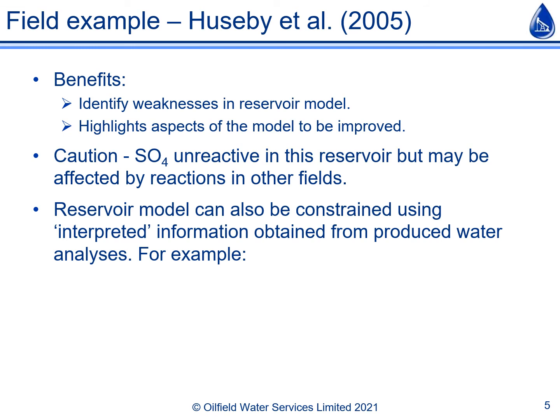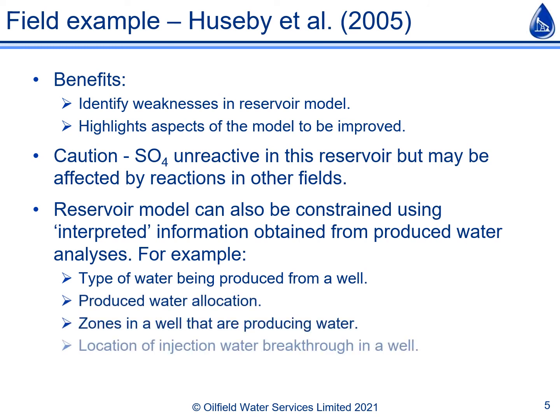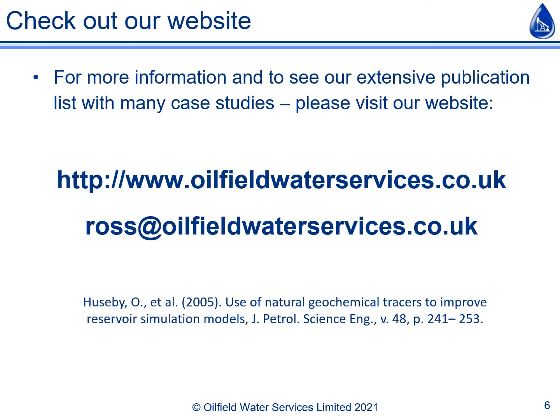For example, interpretation of produced water analyses can provide information on the type of water being produced from a well, produced water allocation, zones in a well that are producing water, and the location of injection water breakthrough in a well. All this information can be compared with predictions from the reservoir model, and where discrepancies are identified, the reservoir model can then be modified and improved to provide predictions that are more consistent with the information derived from the produced water analyses.